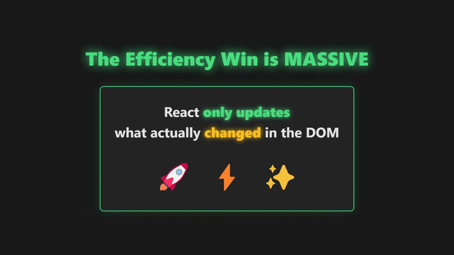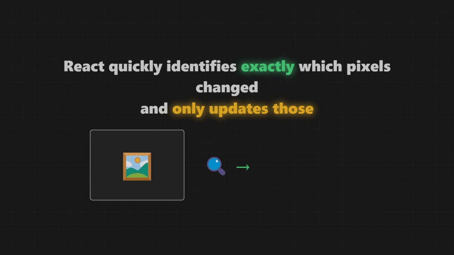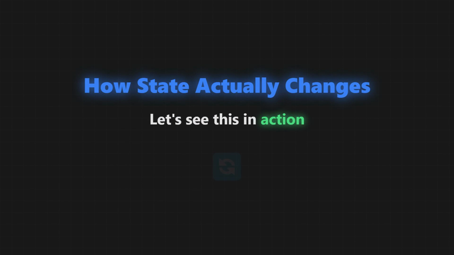Think of it like a spot the difference game with two pictures. React quickly identifies exactly which pixels changed and only updates those. Now let's see how this works when state actually changes in your app.